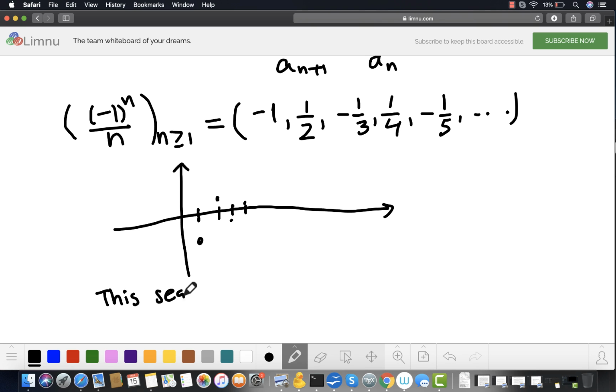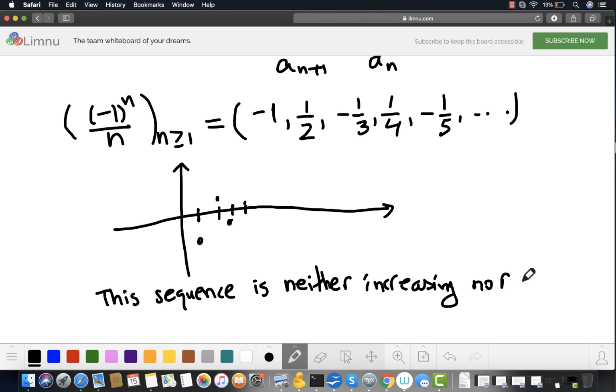The sequence is neither increasing nor decreasing. So note, not every sequence has to be monotonically increasing or monotonically decreasing. Some sequences can do that.